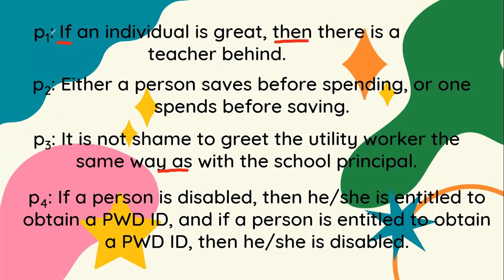The first proposition, if an individual is great. The second proposition, there is a teacher behind. So as a P sub 2, the first proposition, a person saves before spending. And then the logical connector is or. Then the second proposition is that one spends before saving. So kung makikita ninyo, sila ay pwedeng paghiwalayin into yung simple propositions natin. How about P sub 3? What's the logical connector for P sub 3? Yes, Hubert? Not po.